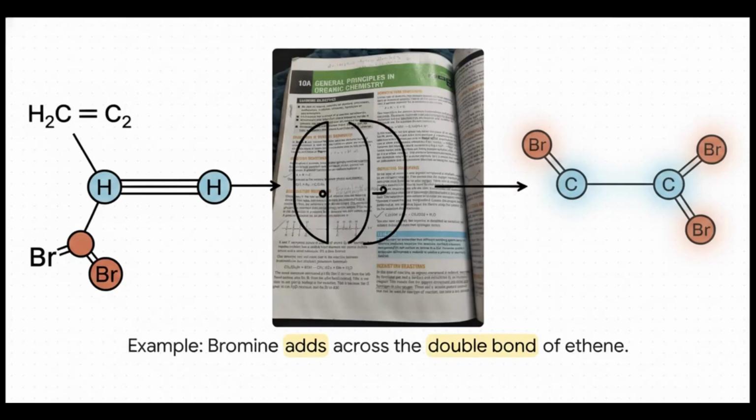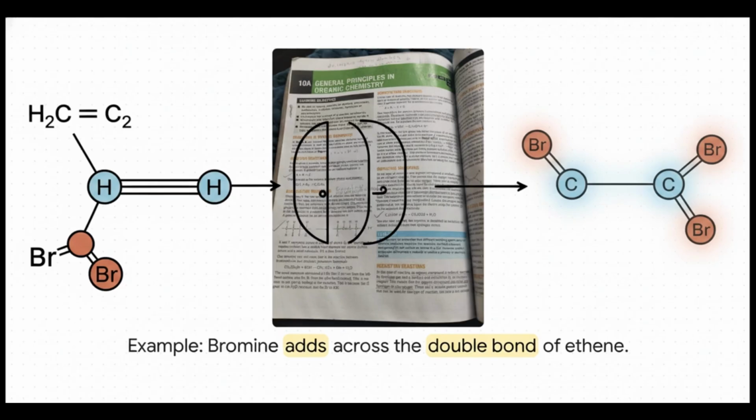So how does this actually work? Well, take a look at ethene here. That double bond between the carbons, that's a spot that is super rich in electrons. It's like a set of doors just waiting to swing open. So when a bromine molecule comes along, those doors pop open, the double bond becomes a single bond, and the two bromine atoms get added right on.